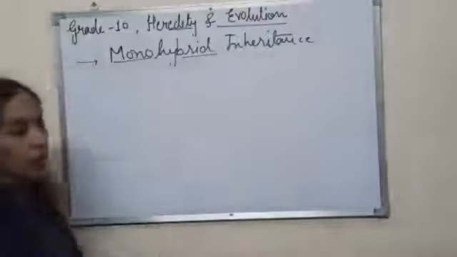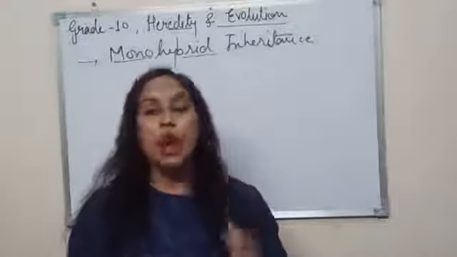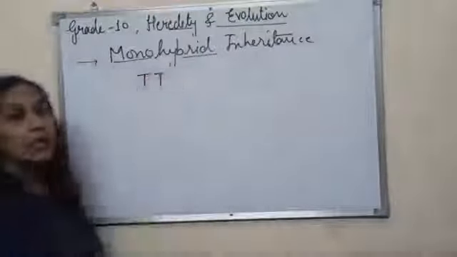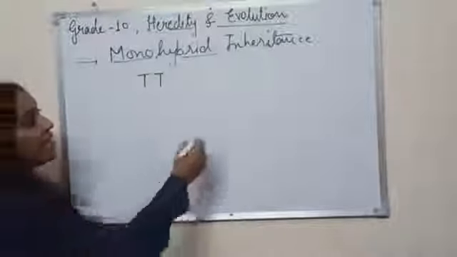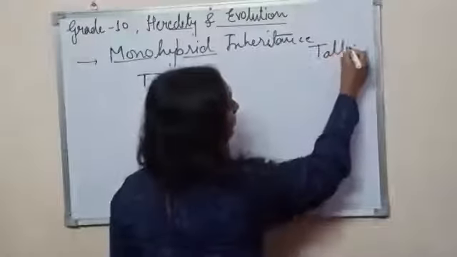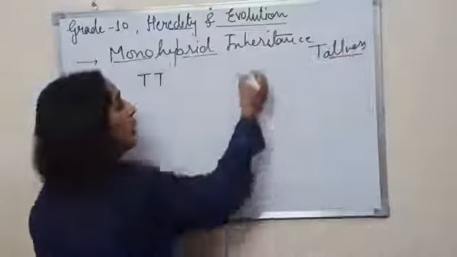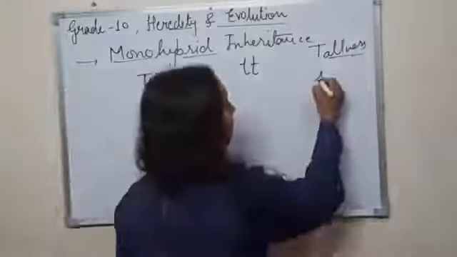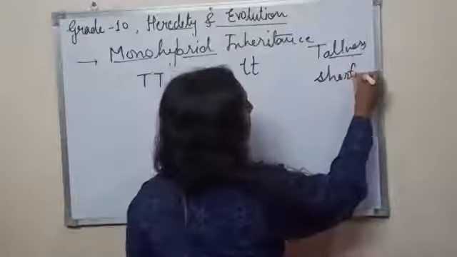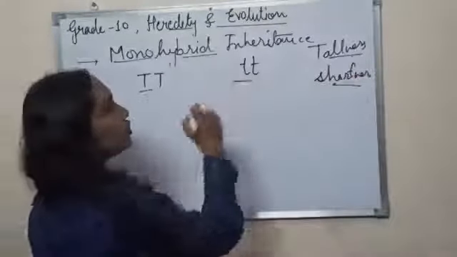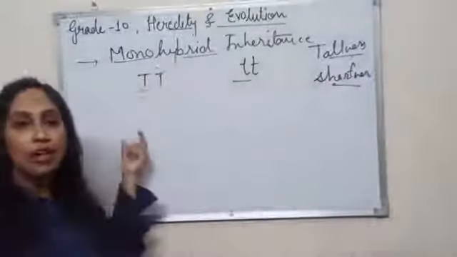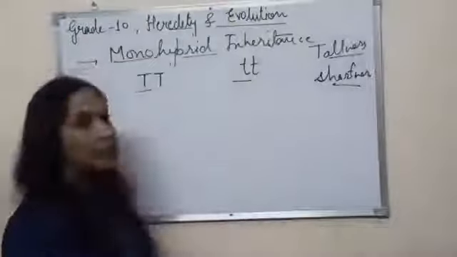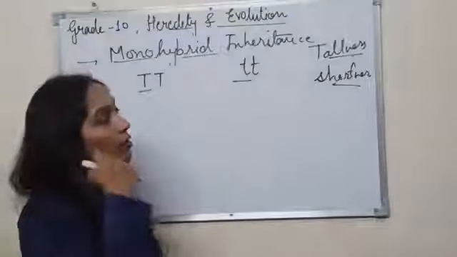In the monohybrid cross, Mendel chose the tallness of the stem. For tallness, we represent it with capital T. Capital T stands for tallness, and small t stands for the shortness of the stem. That means the plants which are pure tall or pure short have the alleles or genes for tall, capital T, or short, small t, only.